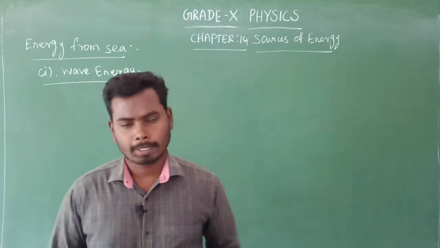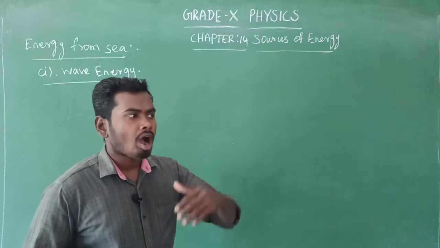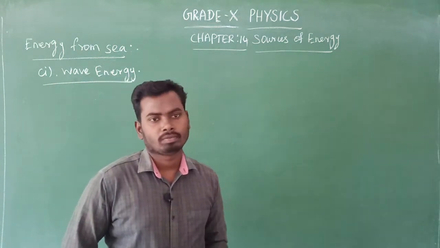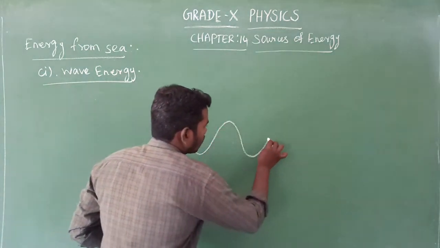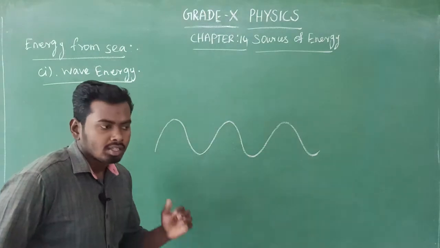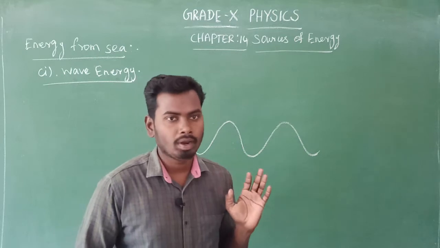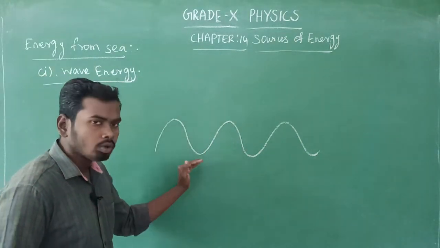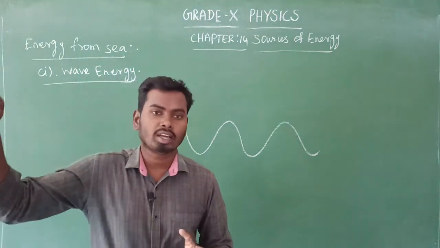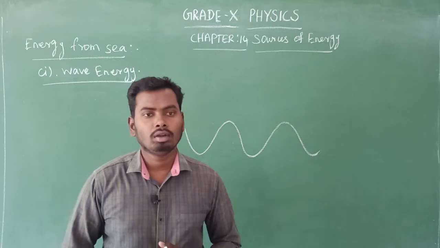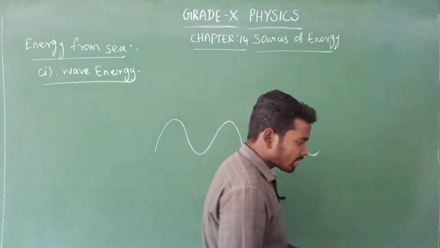So the next question arises here: what is a wave, sir? A wave is nothing but the up-down movement of the water. The up-down movement of the sea or ocean surface water is called a wave. Very simple. Isn't it? Yes.